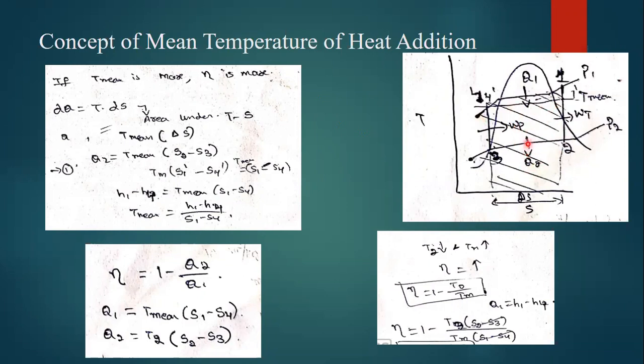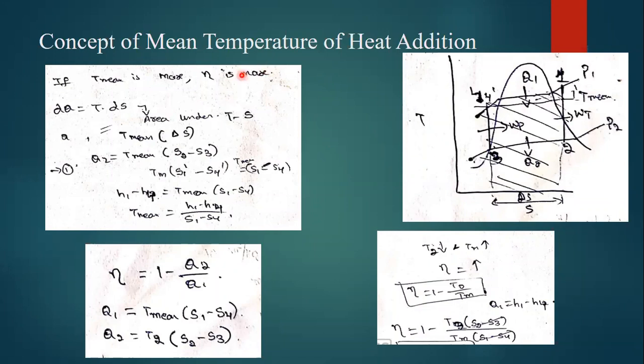Whatever work is done by the cycle is given by the area covered in this whole diagram, under the curve 4 to 1. That whole area will tell us the work done by the turbine, or the work output of the Rankine cycle, right? So this is the statement: if the mean temperature is maximum, efficiency is maximum. Now we are going to prove that.